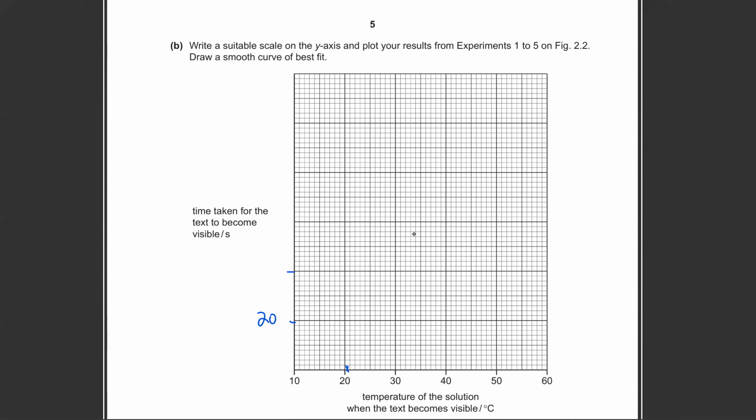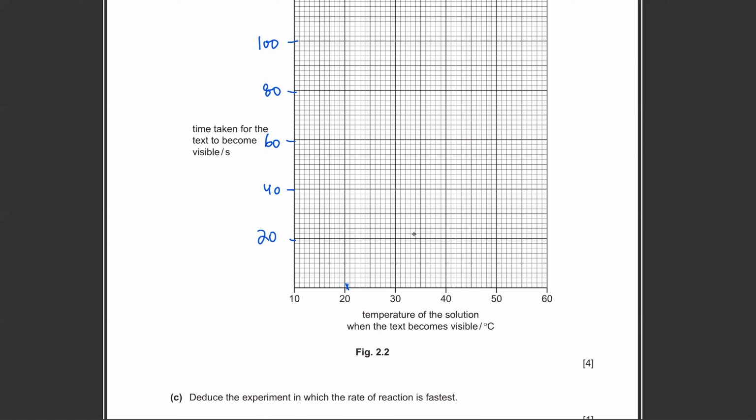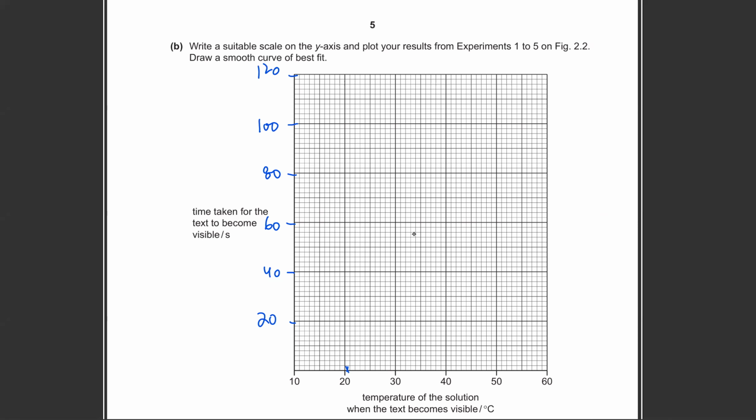20 seconds, 40, 60, that's 80, 100, and you've got 120. Is that clear? Yes. So 20.5 पे क्या था? 116.